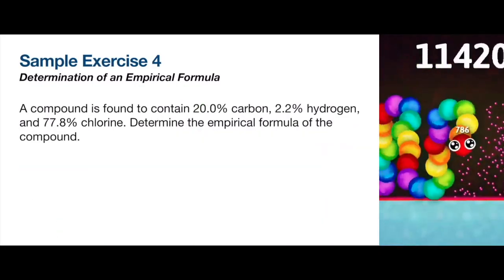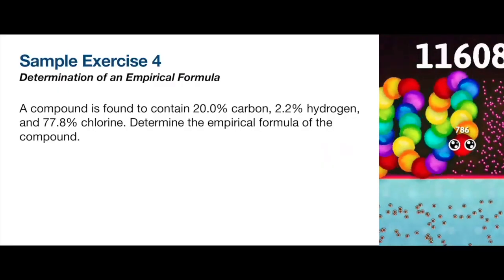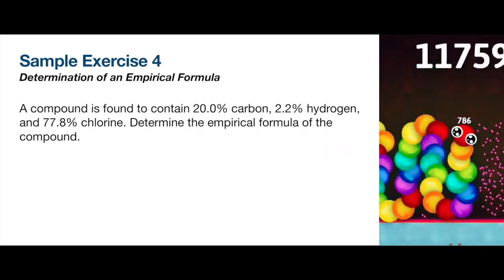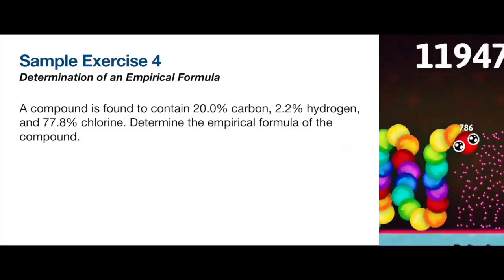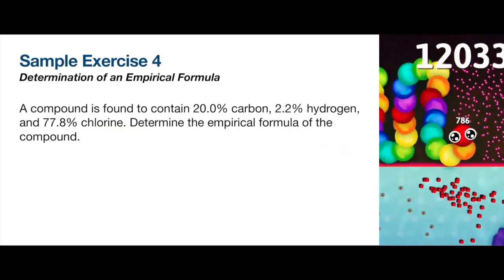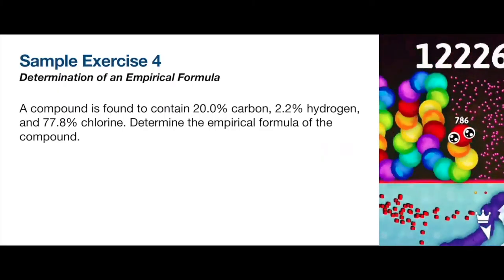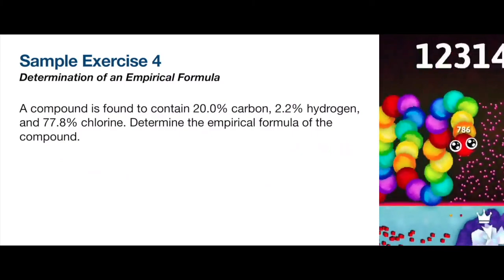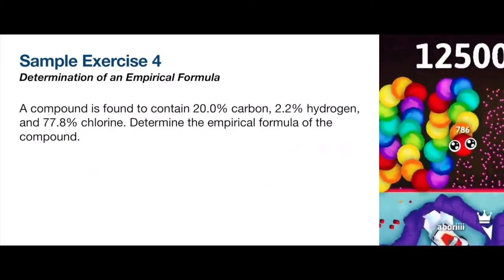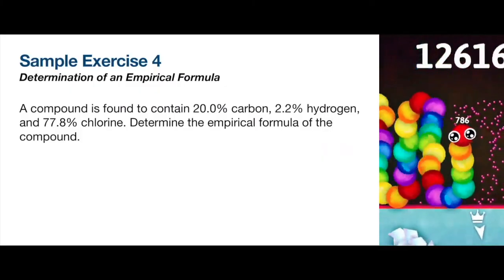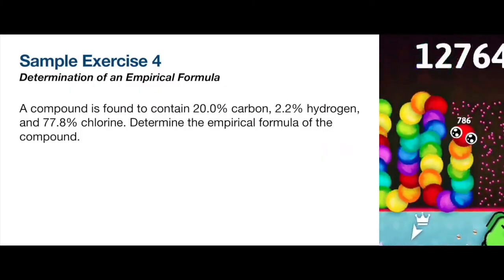Now let's solve another exercise, number 4. A compound is found to contain 20% carbon, 2.2% hydrogen, and 77.8% chlorine. Determine the empirical formula of the compound. So before we answer this, we must understand that when percentage composition by mass is given, we will assume 100 gram of the compound. This makes the percentages the same as the masses in a 100-gram sample. So let's set up our table and complete the problem.